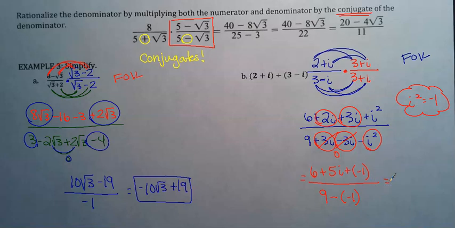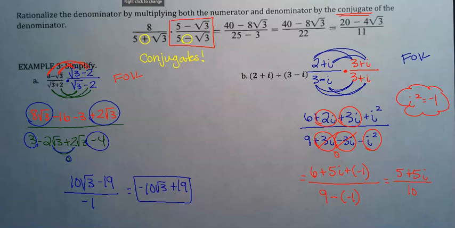Okay, so now combine like terms. We have 6 plus negative 1, so that's going to be 5 plus 5I divided by 9 minus negative 1, which is the same thing as 9 plus 1, so 10. Looks pretty good, except we need to break it up like we did.